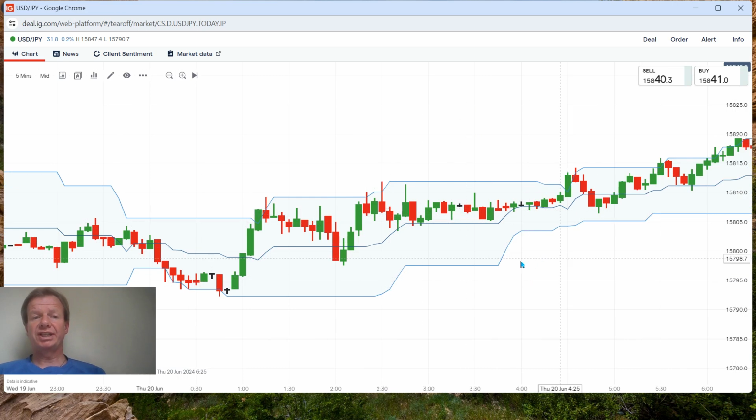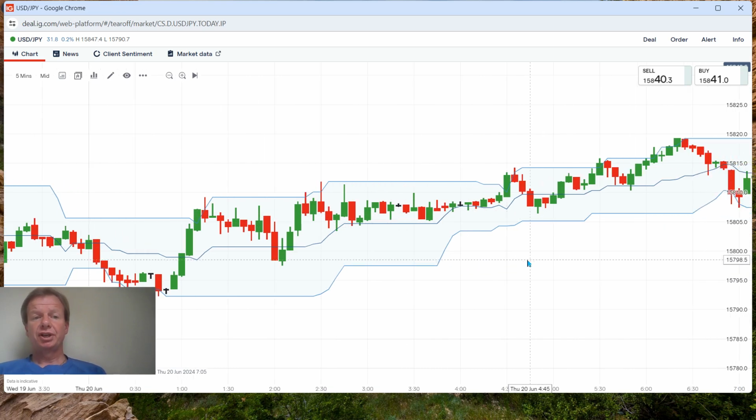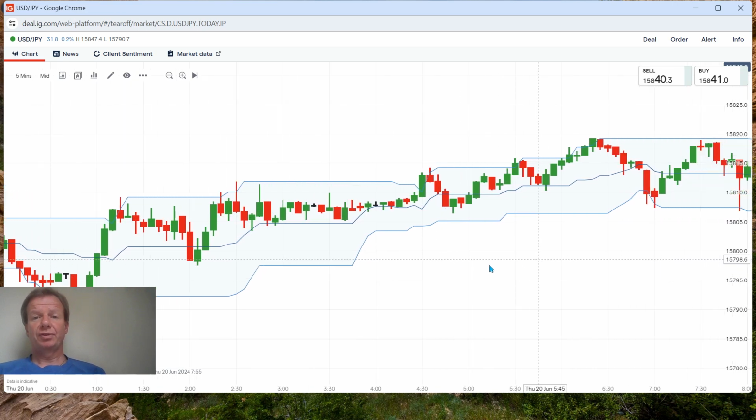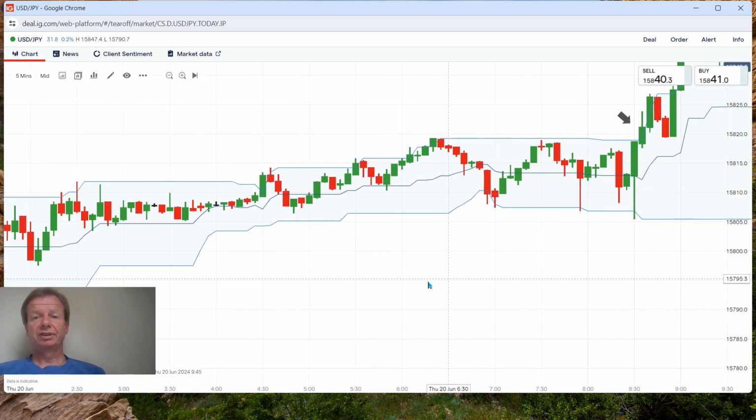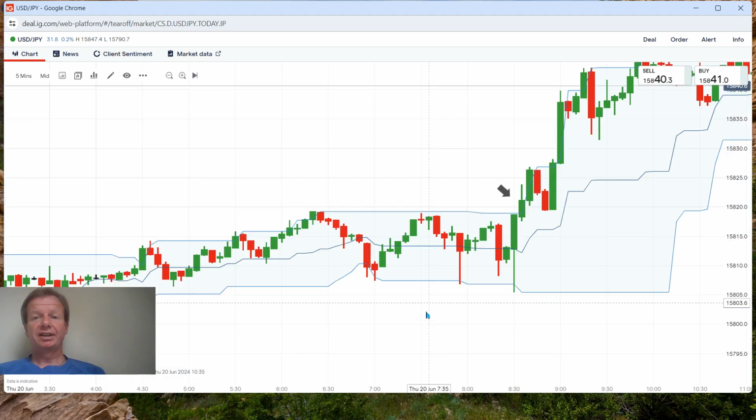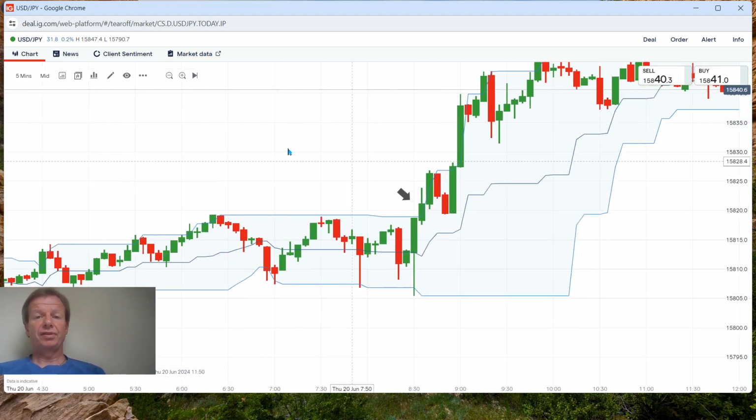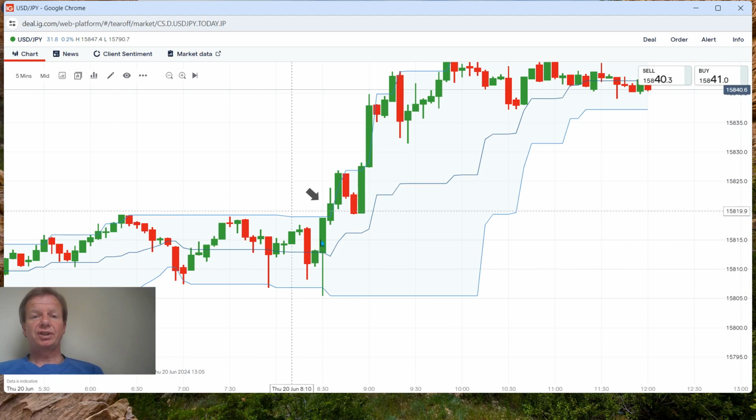There's not much volatility there, but what you can do is look for a breakout of this channel, and this is what happens here. This is a live chart on Thursday, so we go here and you can see it's broken above this outer band, and that's approximately 15,821. So you would buy there.